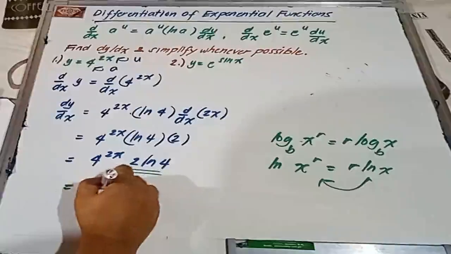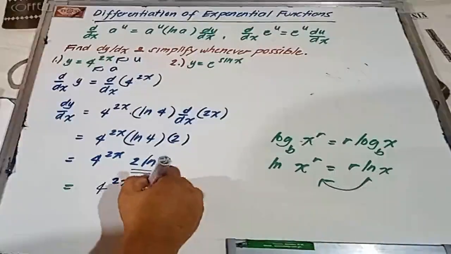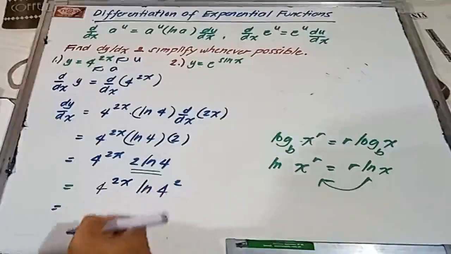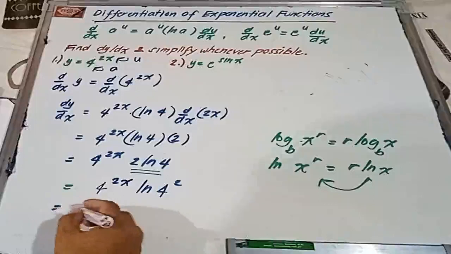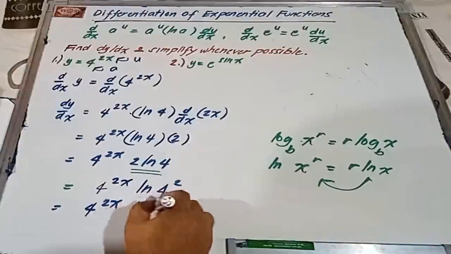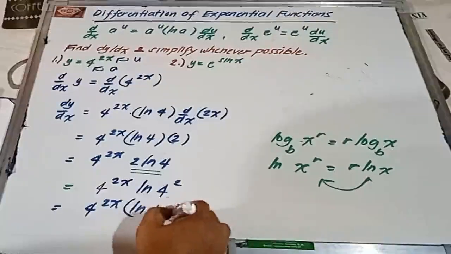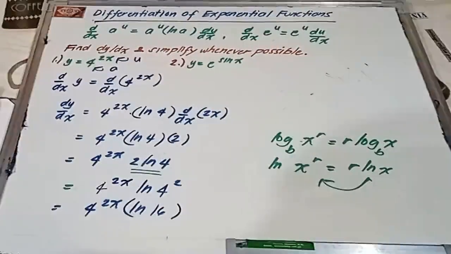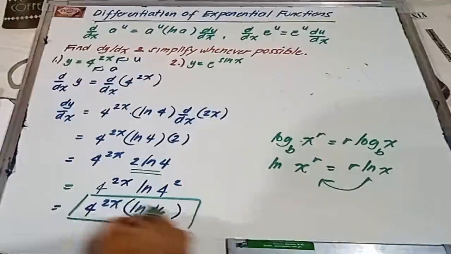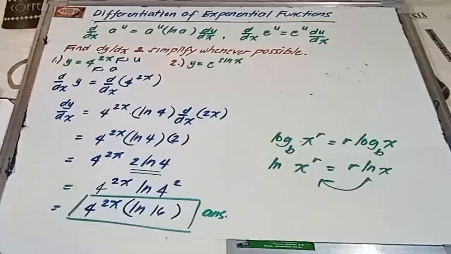So, we have 4 to the 2x. This is ln 4 squared. Okay? And 4 squared is 16. So, therefore, our answer is 4 to the 2x ln 16. Okay? So, that is our answer para doon sa ating example number 1. Okay? Now, let us answer example number 2.